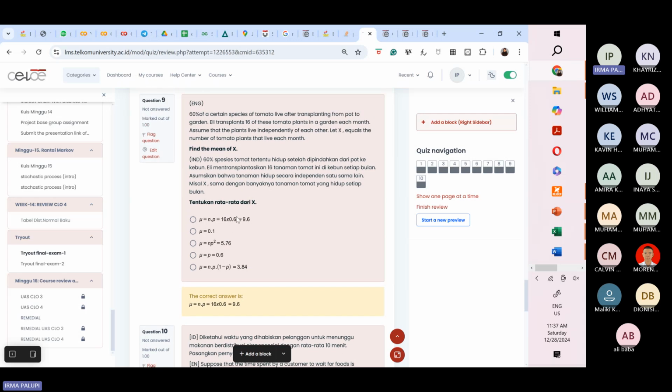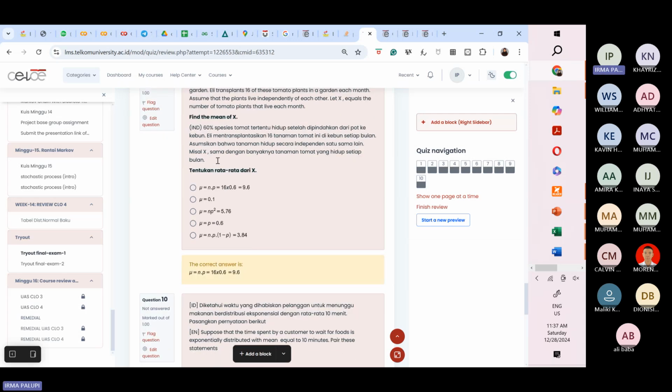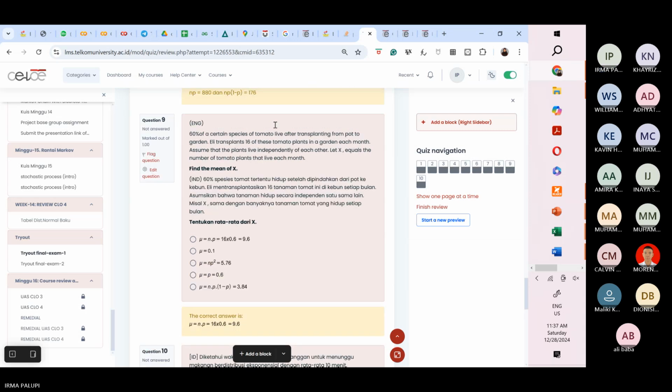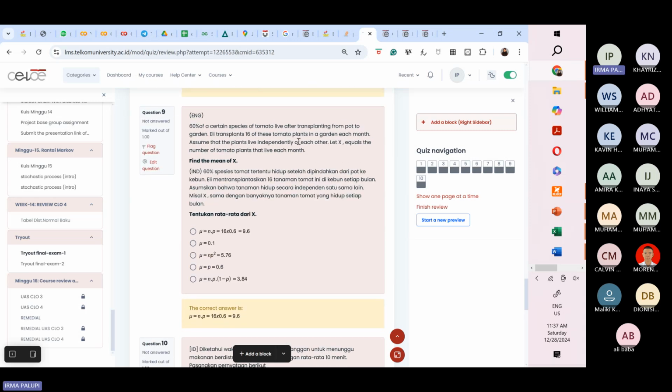So next is question number 9. 60% of tomato plants live after transplanting from a pot garden to the garden. Ellie transplants 16 of these tomato plants in a garden each month. Assume that plants live independently of each other. Let X equal the number of tomato plants that live each month. Okay, so it's like binomial, right?